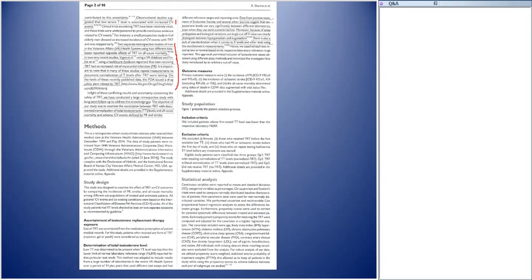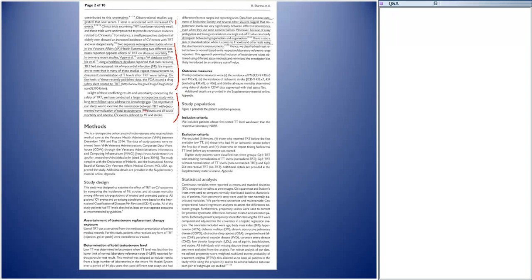So what they did was they conducted a large retrospective study of long-term follow-up to address this knowledge gap. The objective of this study was to examine the association between testosterone use and normalization of total testosterone, which is what they did not do in these other studies, and then look at all-cause mortality and cardiovascular events. So great design. Let's see what they showed.